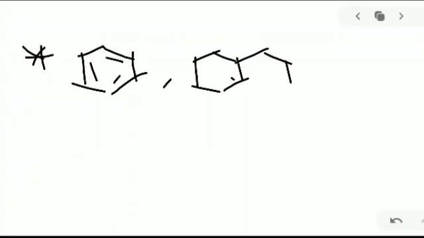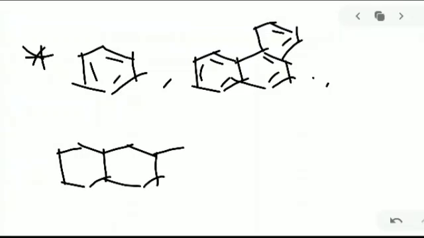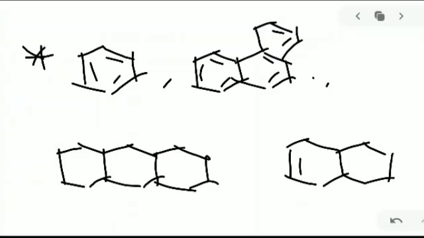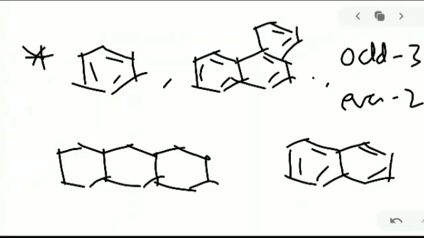The first example is benzene, next naphthalene, and next anthracene. These are structures of monocyclic, bicyclic and tricyclic compounds. These are more examples of aromaticity. If the number of pi bonds is odd, like 3, or even, like 2, then when we find the pi electrons in the conjugation, we can easily find out which is aromatic, which is anti-aromatic, and which is non-aromatic.